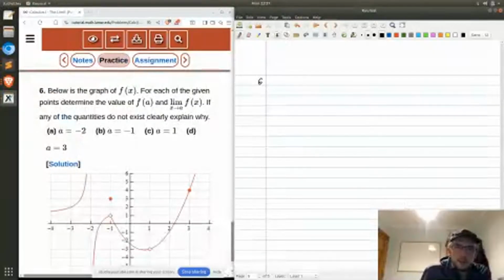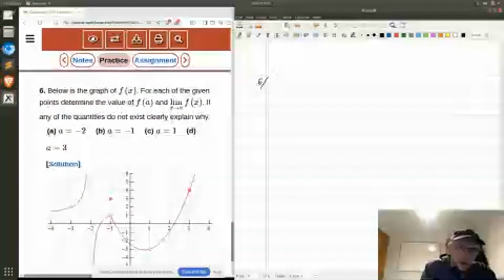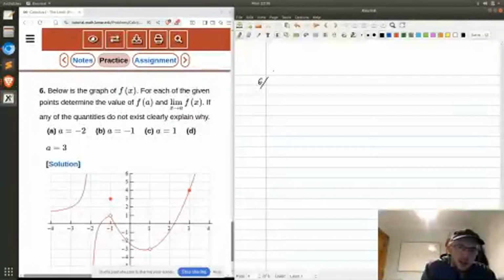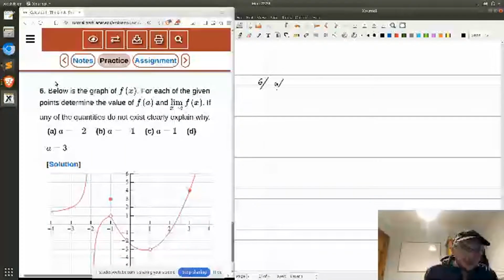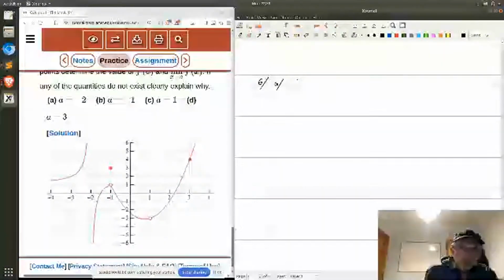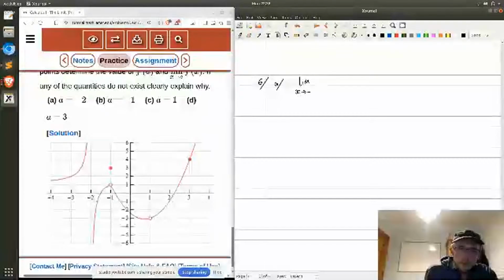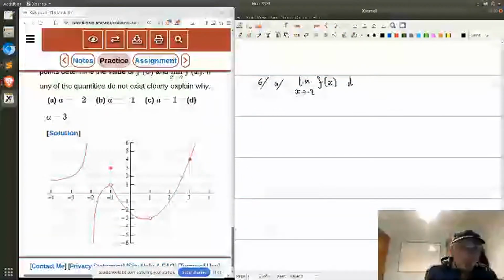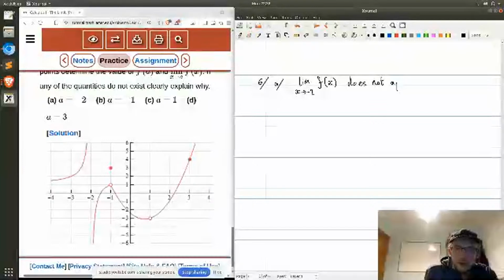Last one here now. Below is the graph of f of x. For each of the given points, determine the value of f of a and the limit as x approaches a of f of x. If any of the quantities do not exist, clearly explain why. Okay. It doesn't seem to exist. Does not appear to exist.